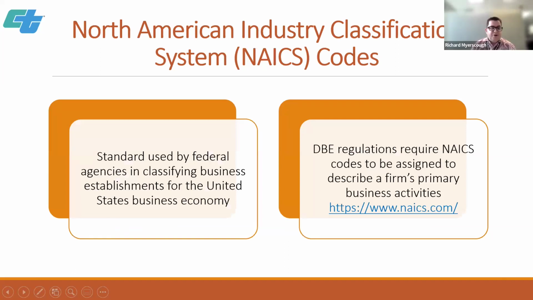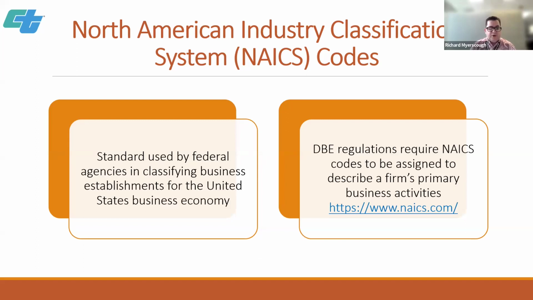Okay. North American Industry Classification System, NAICS. We get a lot of questions about this, but NAICS is a way of identifying exactly what your firm's primary business functions are. NAICS codes are assigned to your firm by Caltrans, and they tell us what you do and what you're capable of. By doing your DBE paperwork, we're going to assign these codes to you. So there's not really anything you need to do, but we just like to let you know how that happens.